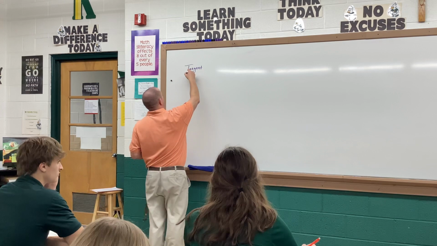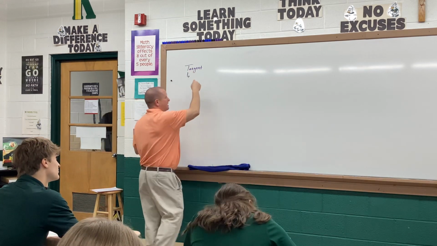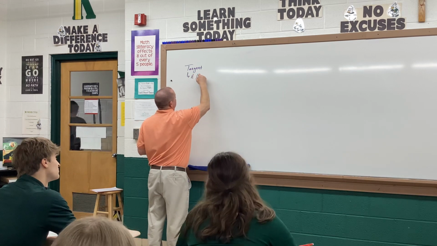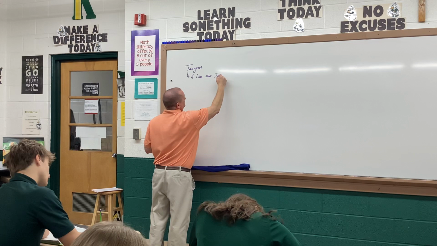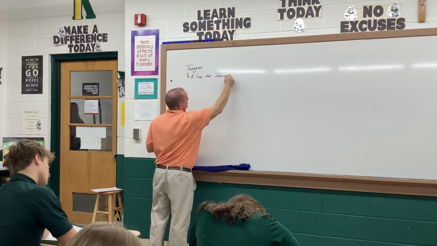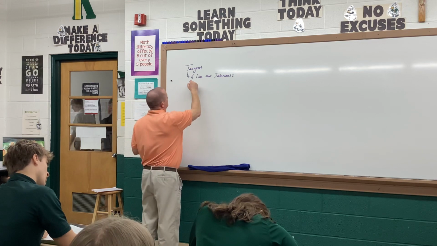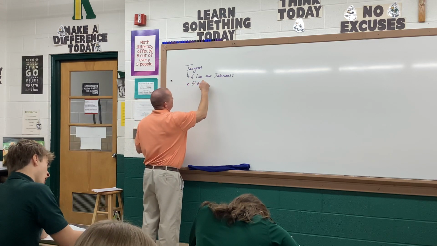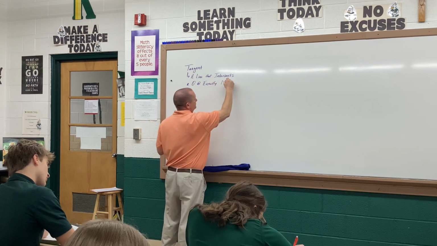So a tangent, and again, this is probably something on your vocabulary sheet, so don't forget about that. A line that intersects a circle at exactly one point.